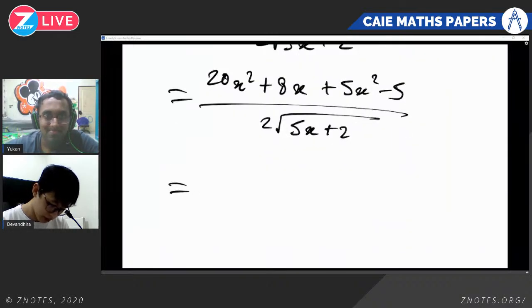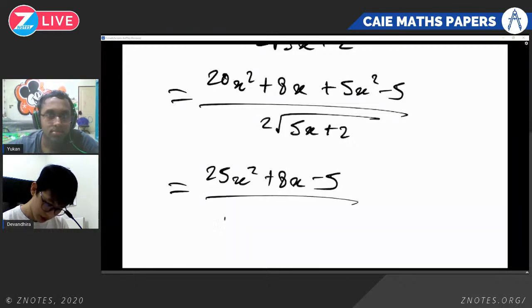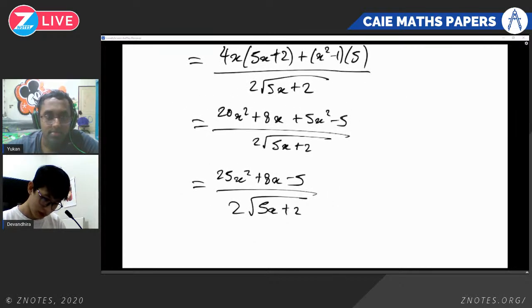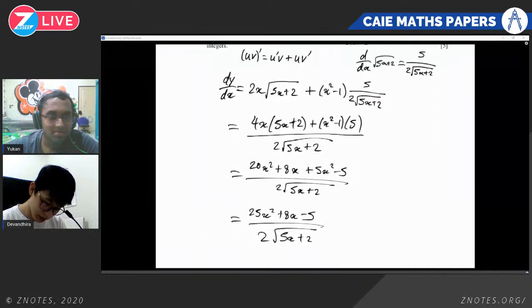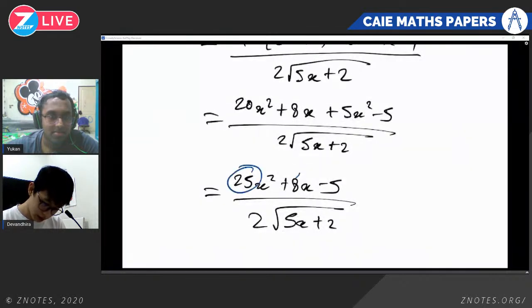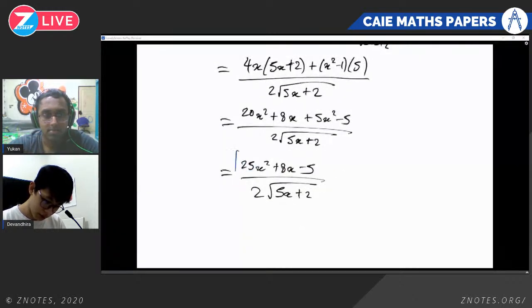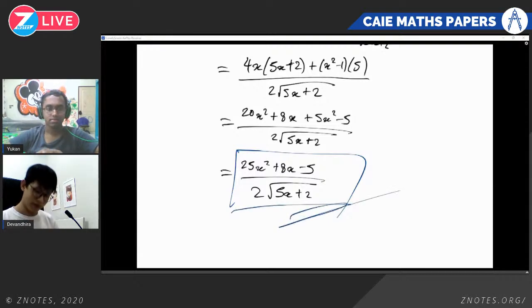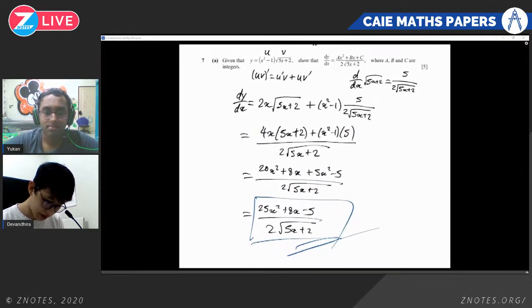And we just have to simplify the top. 20 plus 5 is 25, plus 8x, minus 5. And that's it. Are we done? Yeah, that's our final answer. So make sure that you get integers for a, b, and c, and then box the answer, and we're done. That's an easy 5 marks right there.